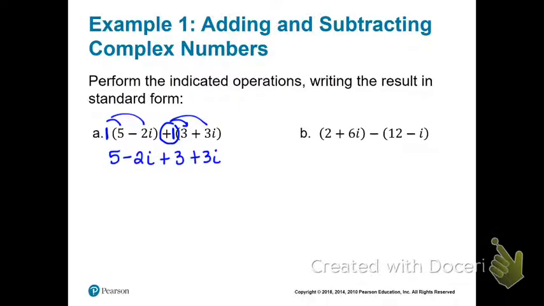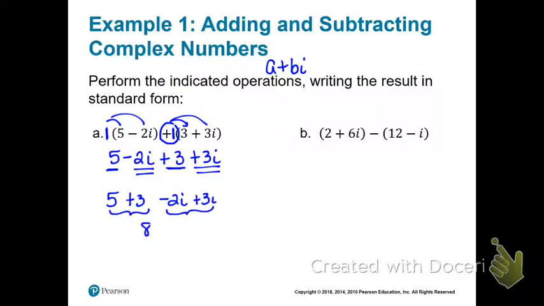All right. So then we're going to combine our like terms, and I'm going to group them here for us. Because we want standard form, which remember is a plus bi, we want our i's to be at the end, so let's do everything that doesn't have an i first. So I have a 5, and I have a plus 3. And then I have a negative 2i, and I have a plus 3i. So 5 plus 3 is 8. Negative 2i plus 3i is a positive 1i, or we could just say i. And so we get 8 plus i. They're not like terms, and i is at the end, so we're finished with that one.